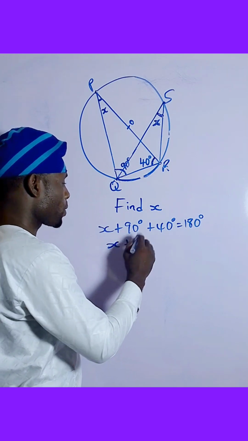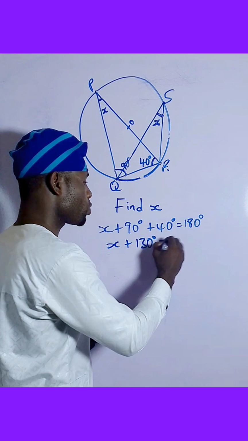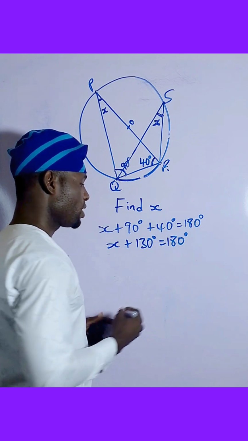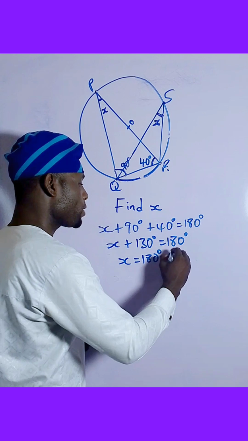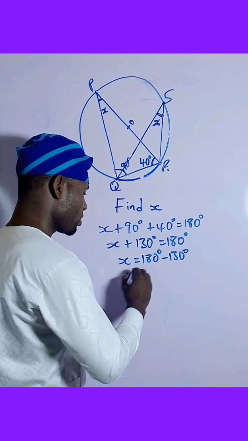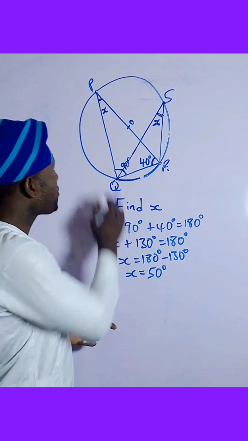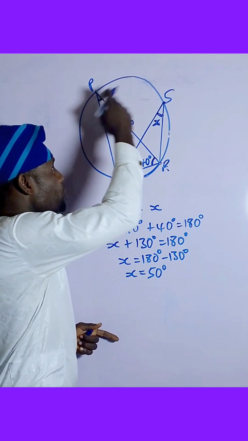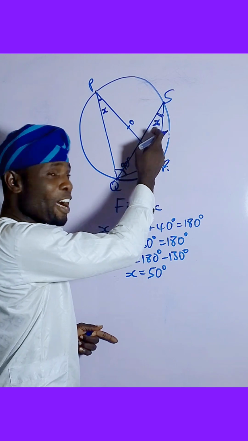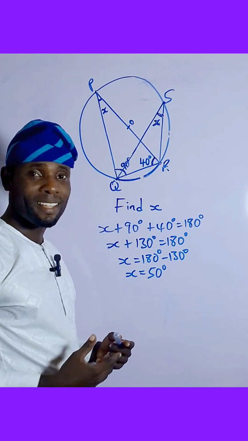We can say x plus 90 degrees plus 40 degrees, we have 130 degrees equal to 180 degrees. We can say x equal to 180 degrees minus 130 degrees. We have x to be 50 degrees. We have found this angle. This angle is x, and this angle is equal to this angle. We have found x. X is 50 degrees. That is it.